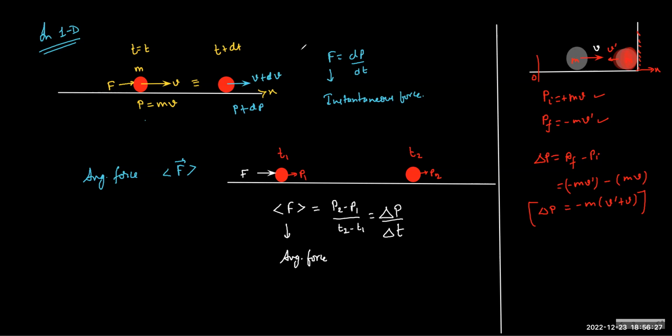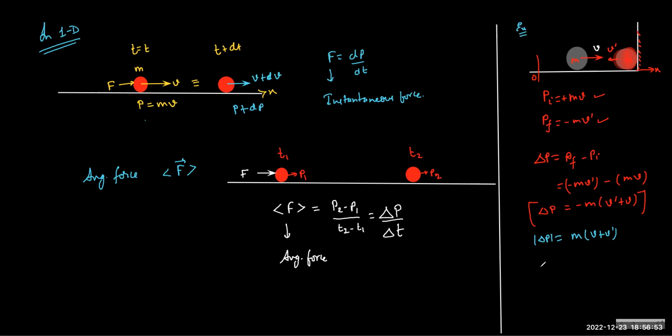Delta P, how much? Minus m, v dash plus v, right? Now, if we talk about the magnitude only, then we can ignore the modulus sign, the minus sign. So we can simply say m into v dash plus v, correct? We can write it like this.